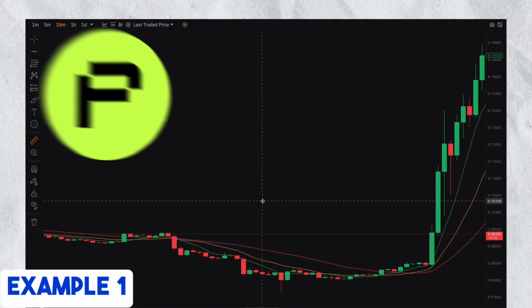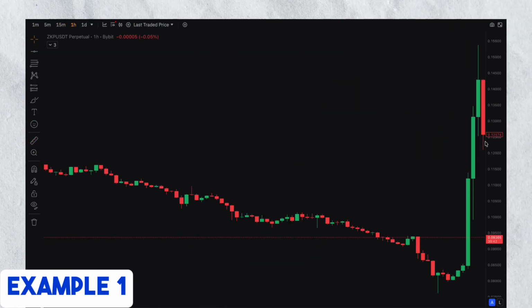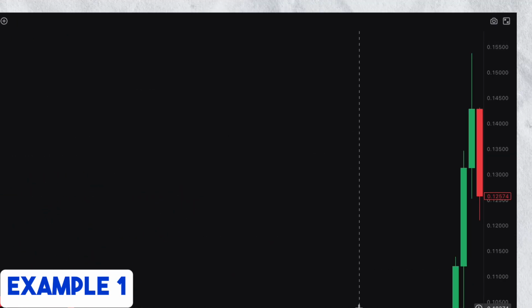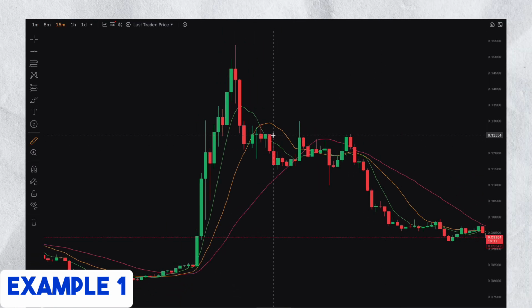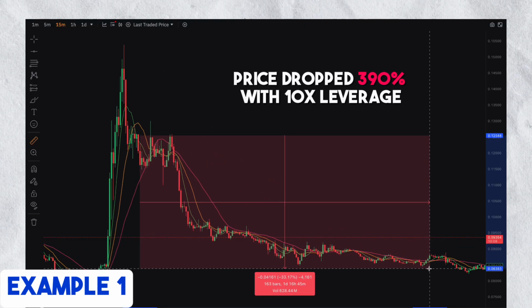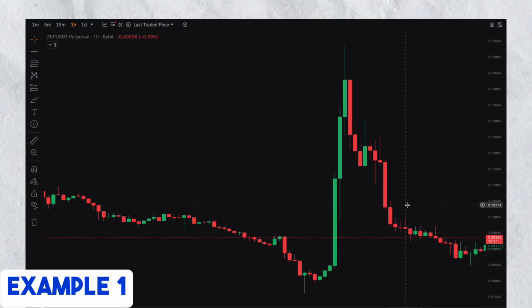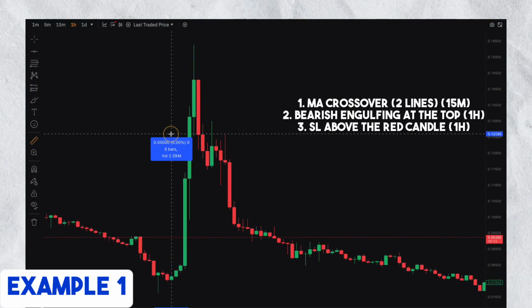On February 1st, ZKP was pumping aggressively and trending upward. A bearish engulfing candle appeared, where the red candle completely absorbed the previous green one. At the same time, 2 moving averages crossed, signaling a shift in momentum. That marked the beginning of the bearish phase. Price dropped 390% with 10x leverage. The setup was clean: short after confirmation, stop loss above the red candle, solid 1-to-3 risk to reward ratio.